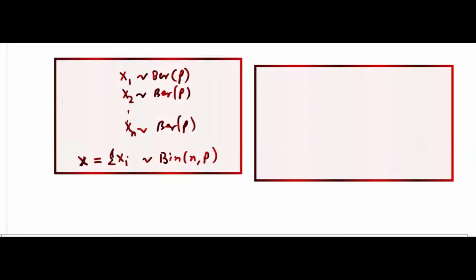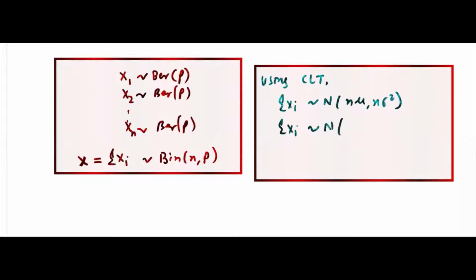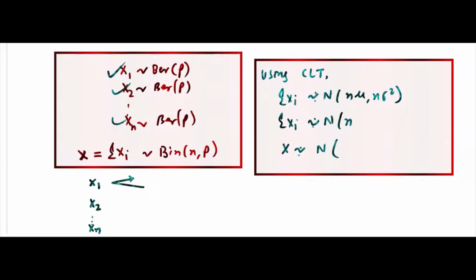Using CLT, central limit theorem, summation xi should follow normal n mu, n sigma square. Now sum xi will follow normal, n is n here, approximately distributed, we have to write. What is mu here? So let me write mean is equal to p and variance is equal to pq.